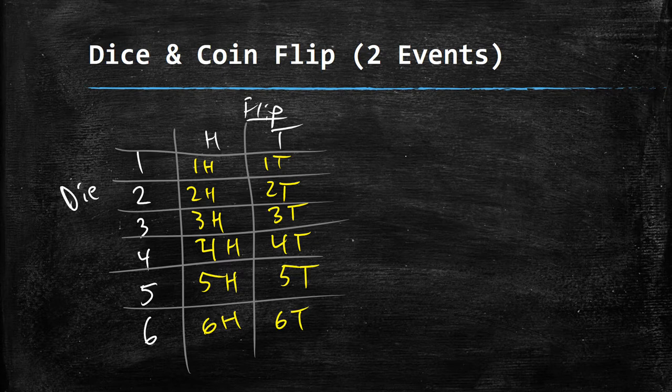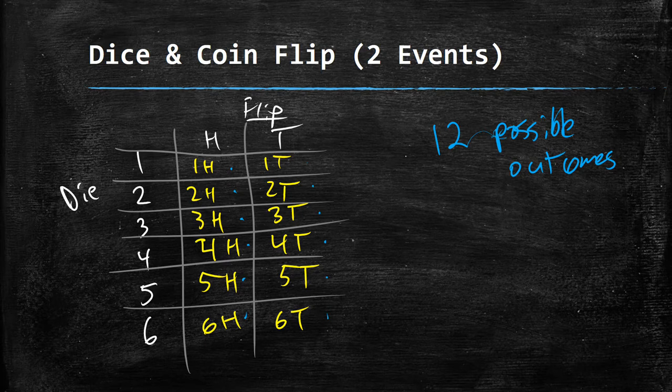If my question was asking me to figure out how many possible outcomes there are, I can simply count them off. I got 1, 2, 3, 4, 5, 6, 7, 8, 9, 10, 11, 12. I can see that I have 12 possible outcomes when I roll a die and I flip a coin.